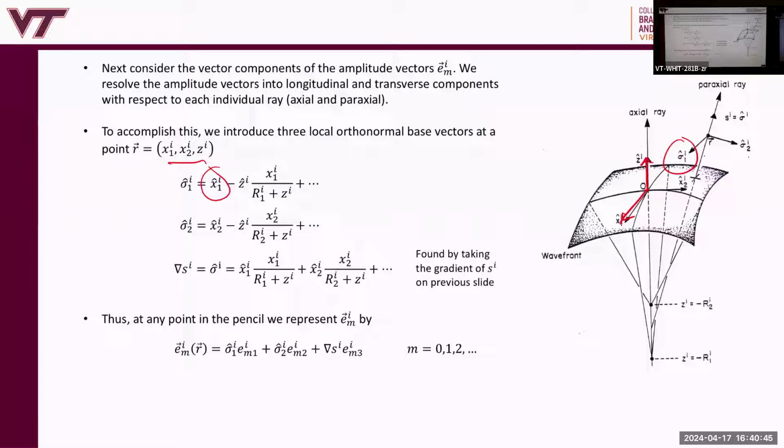So it's a projection. All right, sigma 2 hat similarly, like this. And then the gradient of sigma, or the gradient of S, so here's S. The gradient of the local surface around that point is equal to sigma, sigma I, and we can find that by taking the gradient of this expression here.